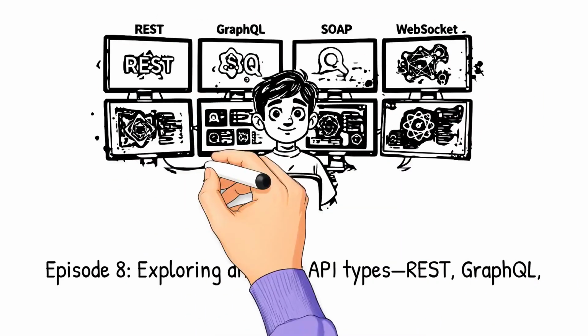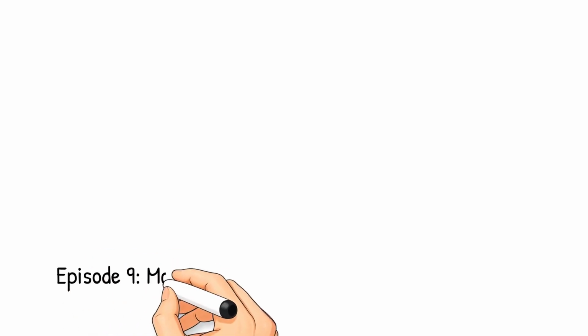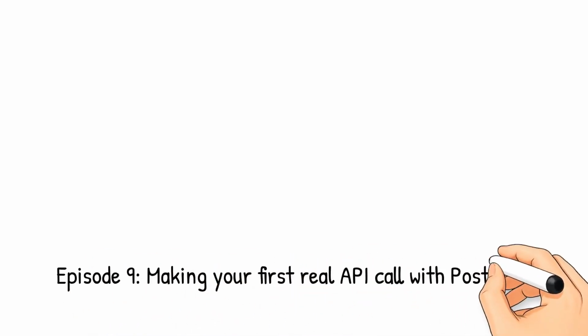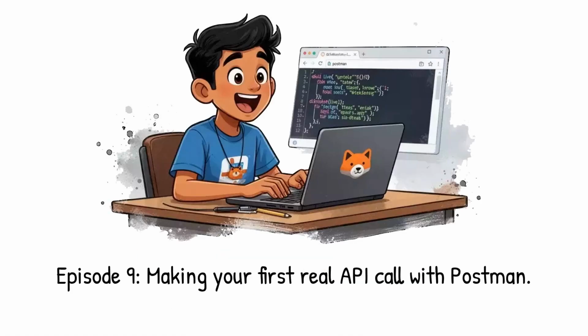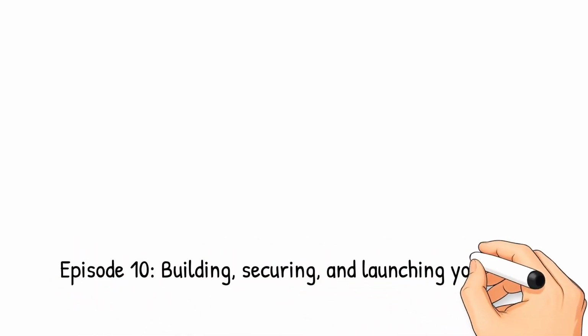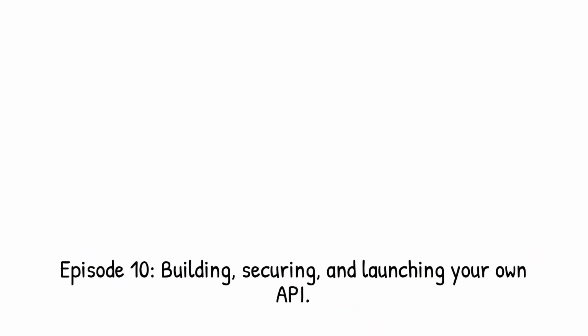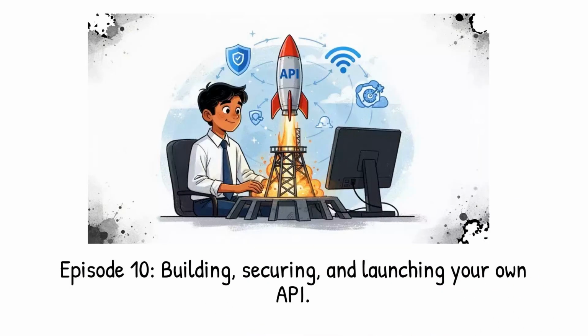and learned there's no single best one, just the right tool for the job. In episode 9, you stopped watching and started doing. You made your first real API call with nothing but a browser and Postman. Real, live data on your screen. And here in episode 10, you close the loop completely. You learn to build your very own API, run it, secure it, and send it out into the world.